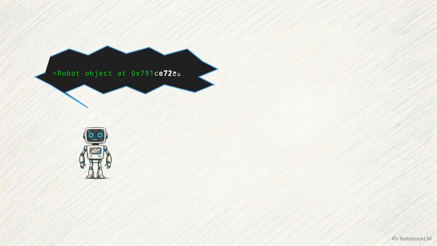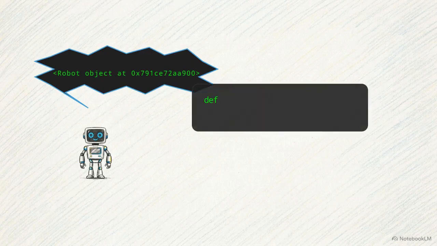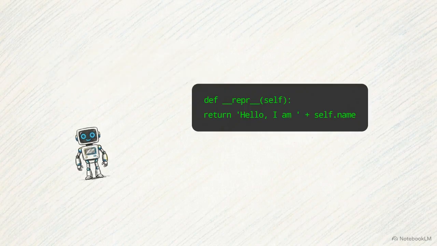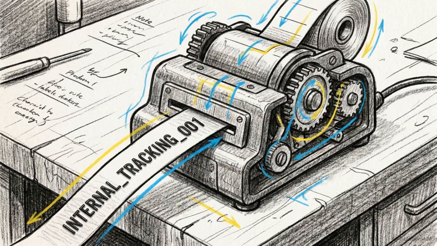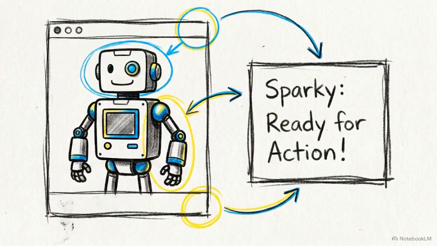This graphic shows a new problem. If we ask Python to display our completed robot on the screen, the computer outputs confusing machine memory code. We fix this with the dunder repr, or representation, method. This instruction tells the computer to give the object a clean, readable identity. Now, instead of a messy string of letters and numbers, Sparky returns a friendly greeting. Swapping out the machine's default label for your own is essential because it translates the computer's internal tracking into human language the player can actually understand.